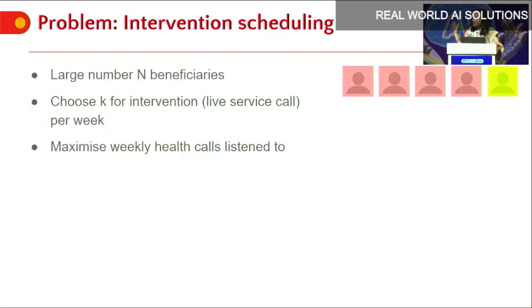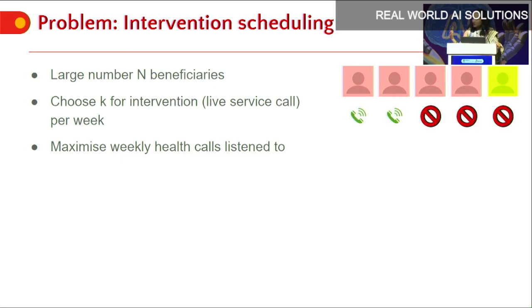So the problem can be stated like this. We have a large number of beneficiaries from which we need to choose a small number, K, for a live intervention every week. The intervention here is a live service call. And the overall objective is to maximize the number of calls that get listened to.